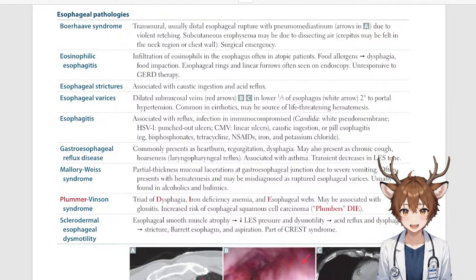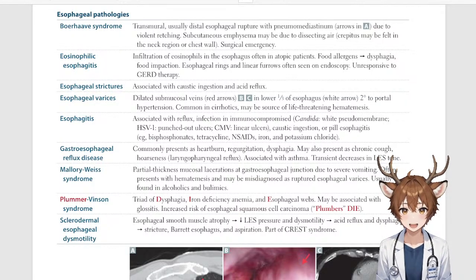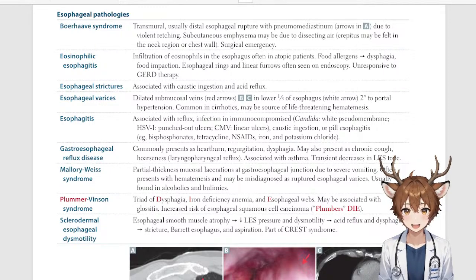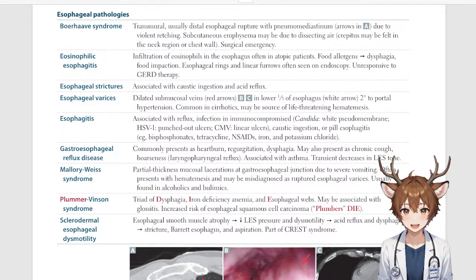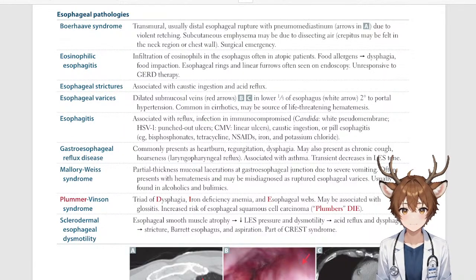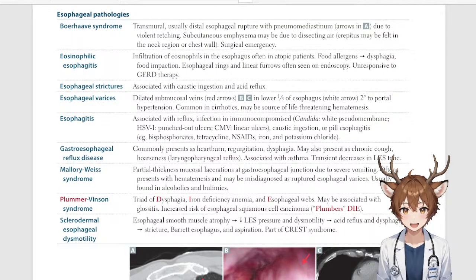So what about esophagitis again? Esophagitis, inflammation of the esophageal mucosa, presents with odynophagia and or dysphagia. Types include reflux or erosive esophagitis, most common type, secondary to GERD. Medication-induced esophagitis, secondary to bisphosphonates, tetracyclines, NSAIDs, ferrous sulfate, potassium chloride. Eosinophilic esophagitis, chronic immune-mediated eosinophil predominant, associated with atopic disorders like asthma, esophageal rings and linear furrows on endoscopy.